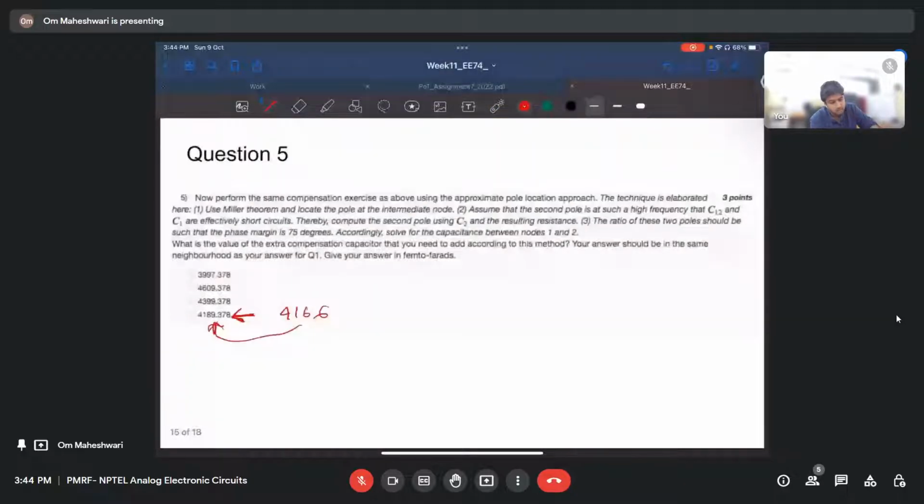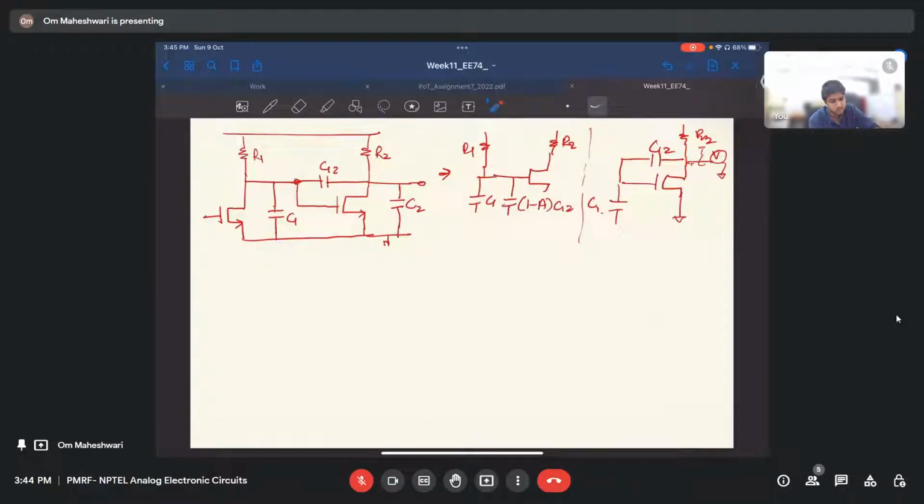Use Miller's theorem to locate the pole at the intermediate node. At this node, we will apply Miller's theorem. What is Miller's theorem? This C12, the capacitance between the input and output port, will be resolved as 1 minus gain times C12.